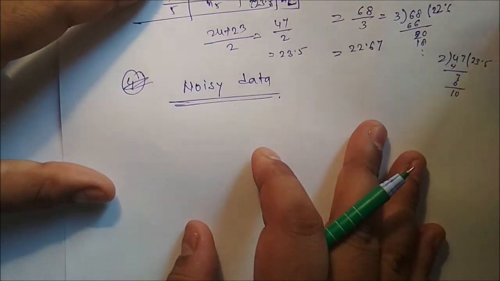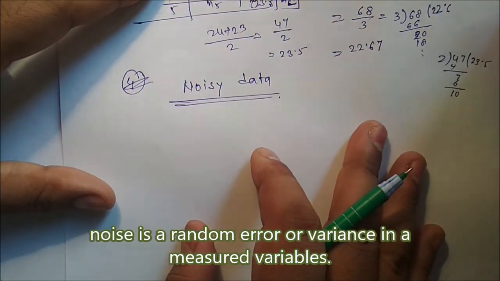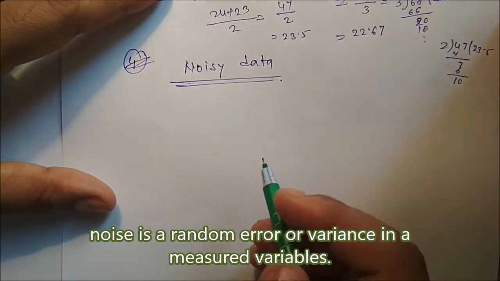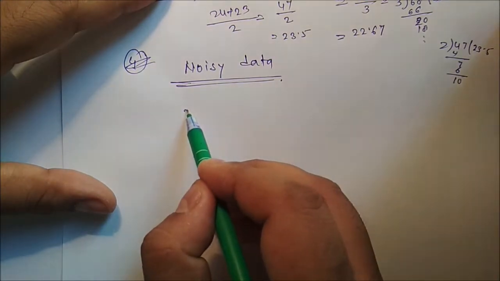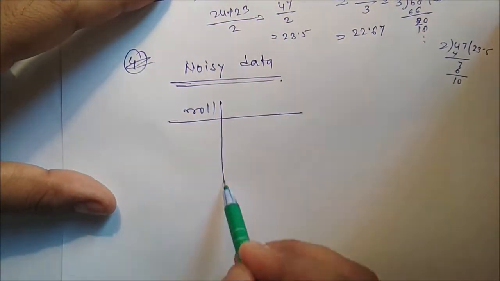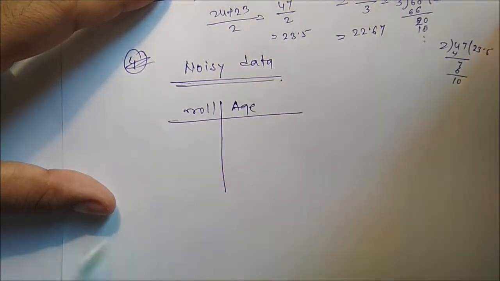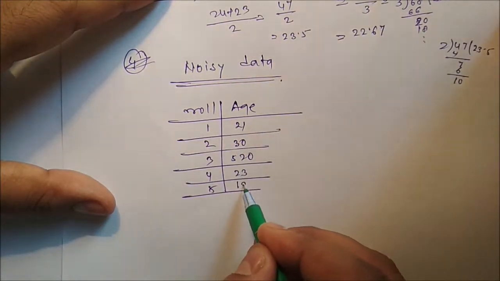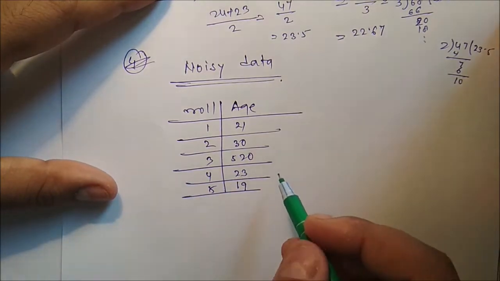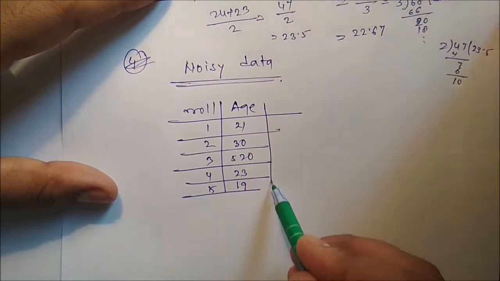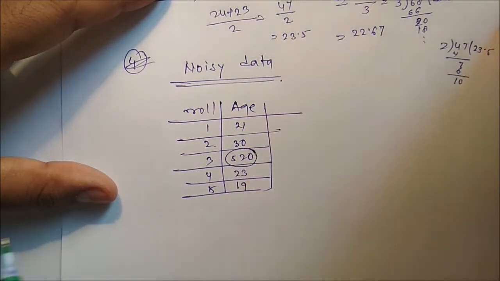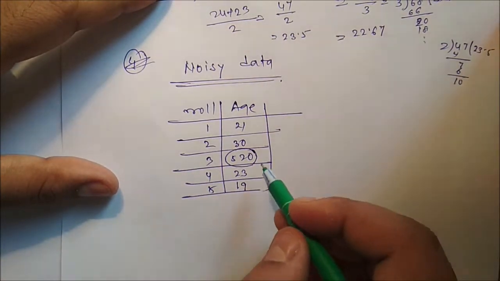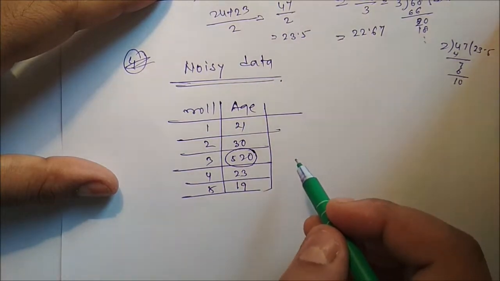Noise is a random error or variance in a measured variable. Noise is due to human error or machine error. Let me give one simple example. Suppose roll number and age, and say 19. Now here you can see age 520. So it is an error. How do we remove this particular error?